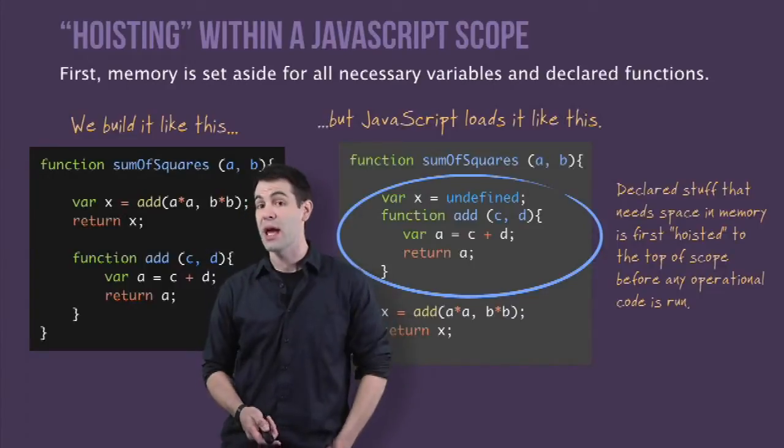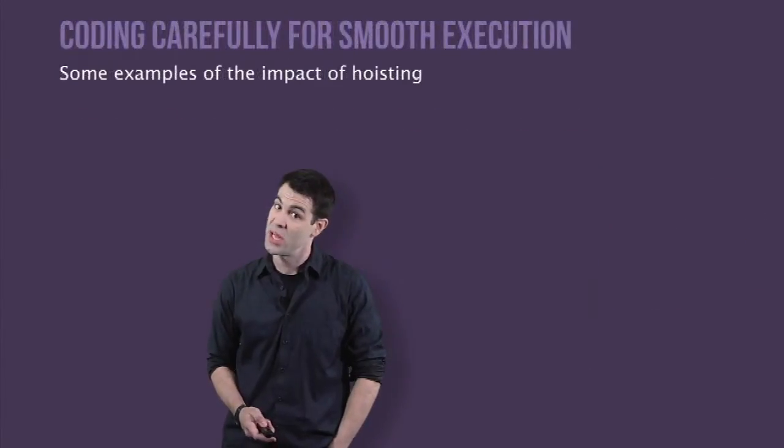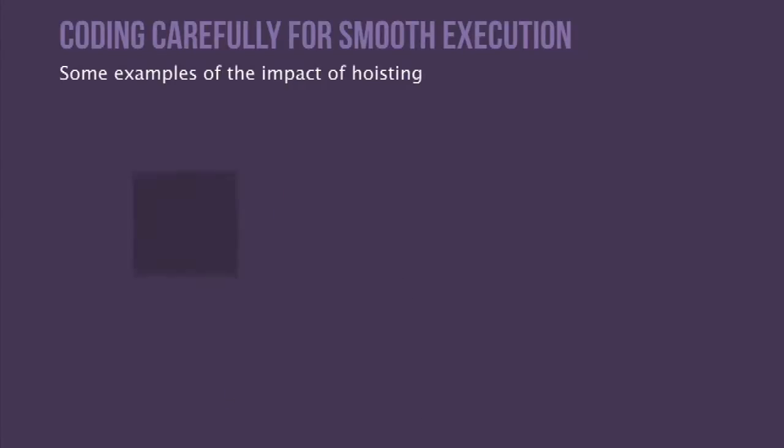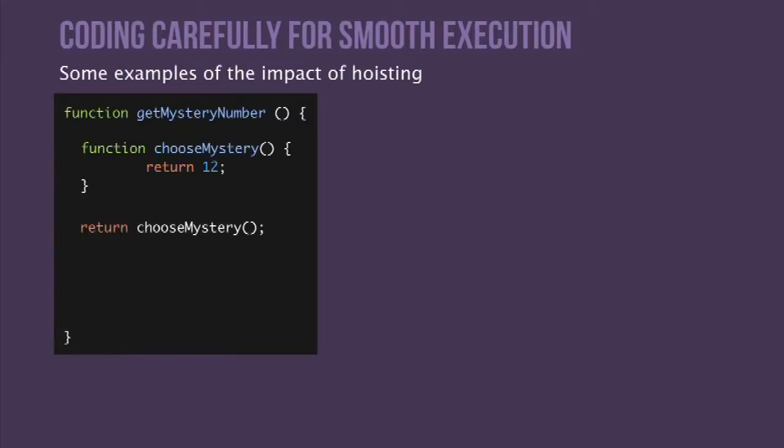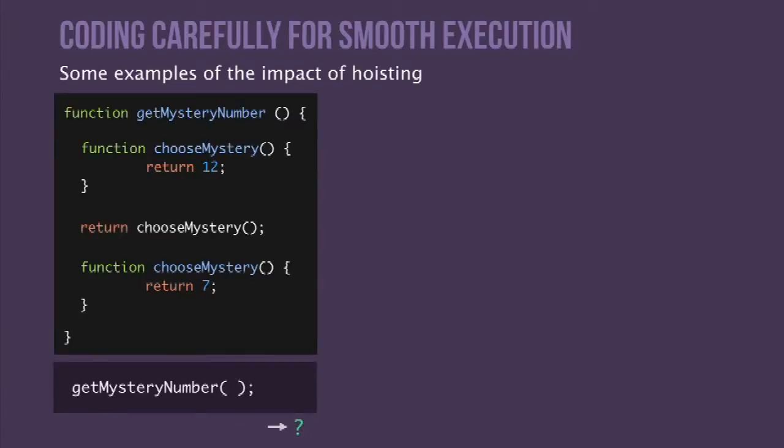But let's take a look at a few examples where hoisting has not quite the impact we would expect. So first here we're going to build a function called getMysteryNumber. And inside that function, we've first declared a function called chooseMystery, and it's going to return 12. And then following that, we're just going to say return the result of the chooseMystery function. Then after that, you can see I've declared another function called chooseMystery again, and that returns 7. So if we were to call getMysteryNumber, what do you think happens in this case?